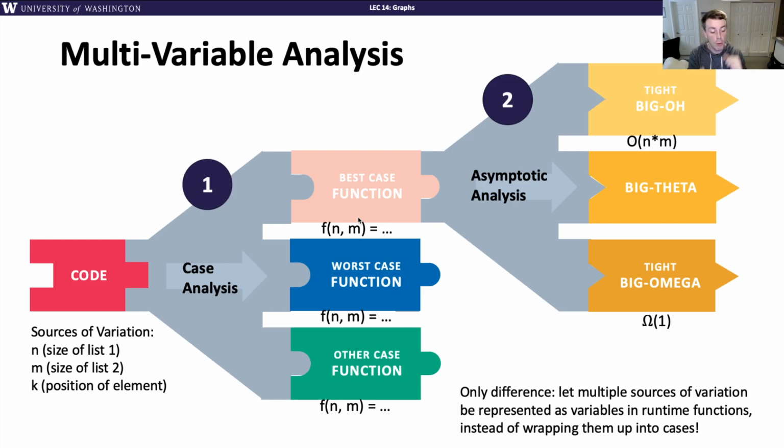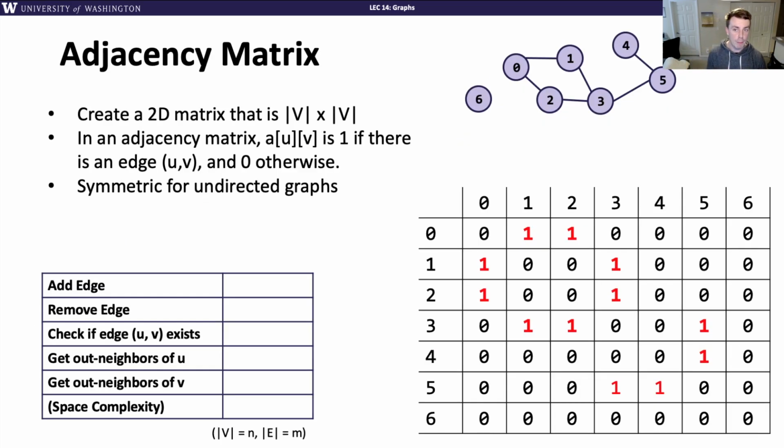Now what we're going to do is talk about how we can use this idea of a multivariable big O bound to analyze an implementation of this idea of a graph. One way to represent a graph in a concrete structure is what we call an adjacency matrix. An adjacency matrix is kind of forming a really large table where there's a row and a column for every node in the table.